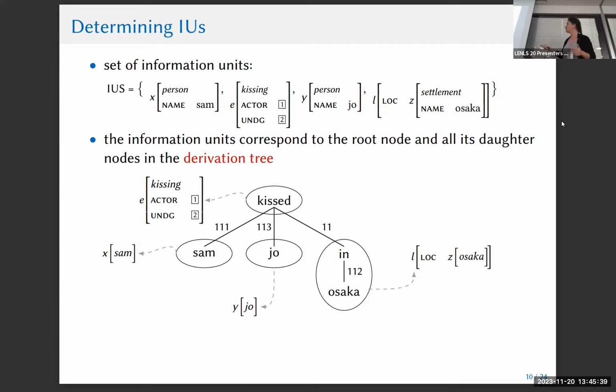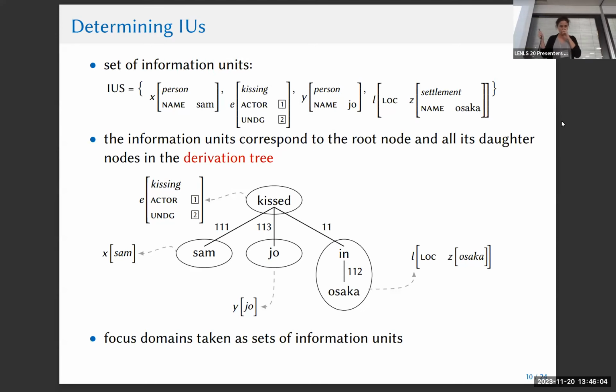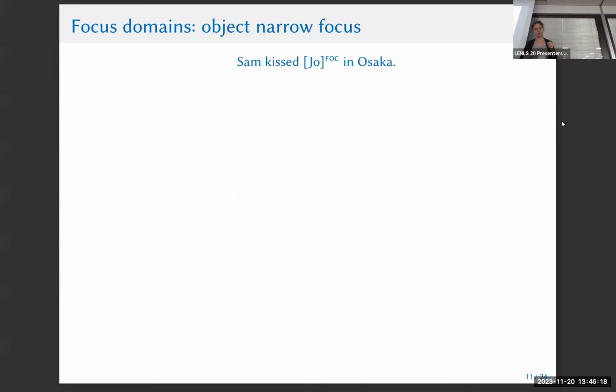Then the root node and all the daughter nodes of the derivation tree correspond to an information unit. And then you get exactly what you want. For the nucleus, you just have the type, and there are some unspecified arguments. Okay, and then the focus domains are sets of these information units, and their information content is again the unification of the elements. So this is again pretty nice.